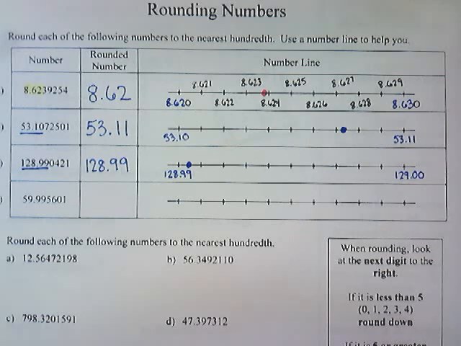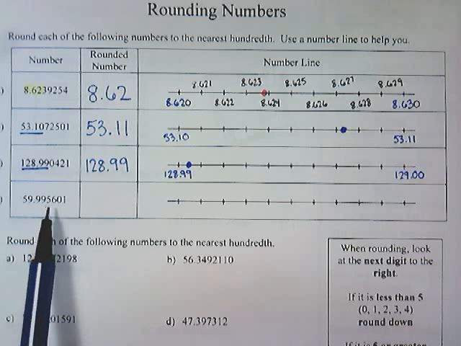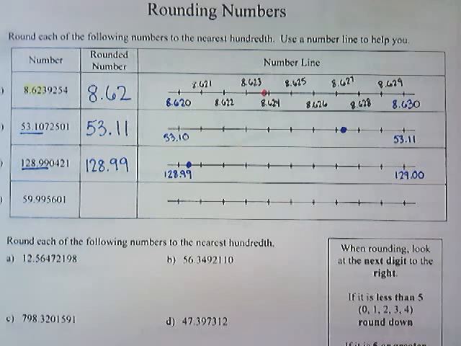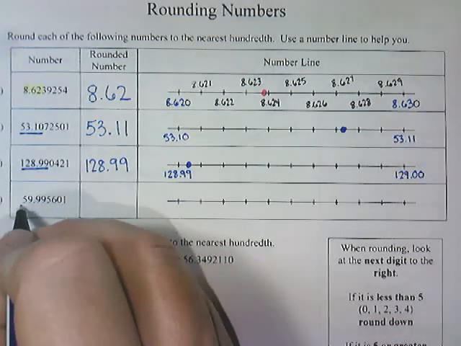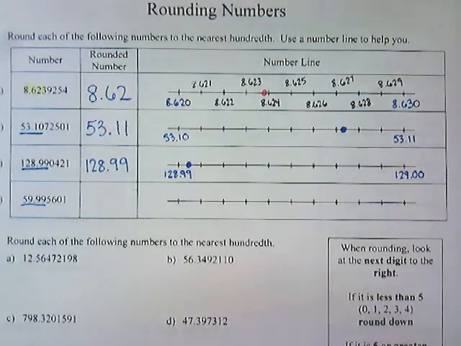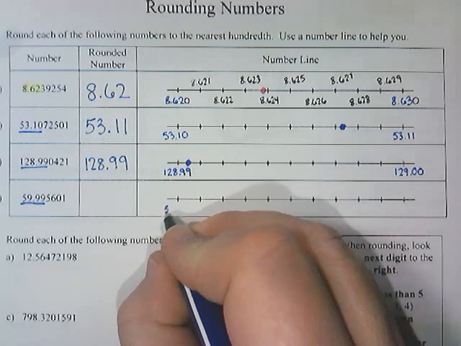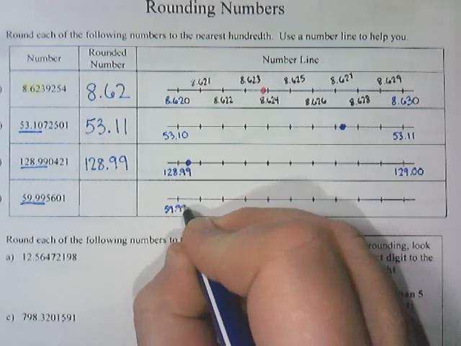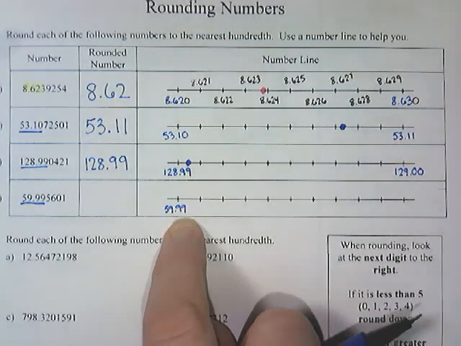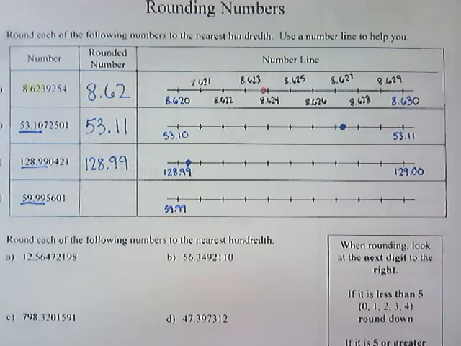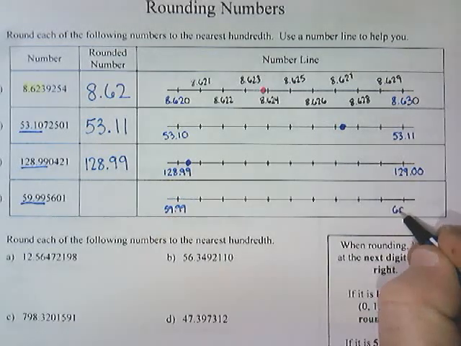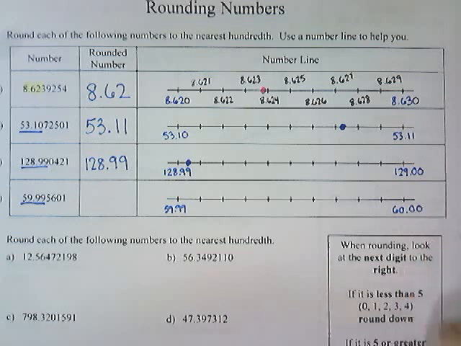All right, we have one more example. So this one is 59.995601. I want to round to the nearest hundredth. So that would be 59.99. So I'm going to write on this side 59.99. And then on the other end, I want to know the next number up. Well, the next number up would be 60.00 if I went up.